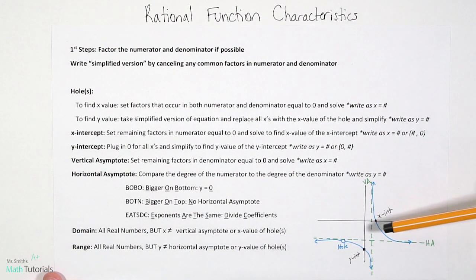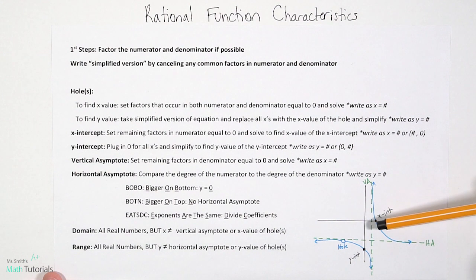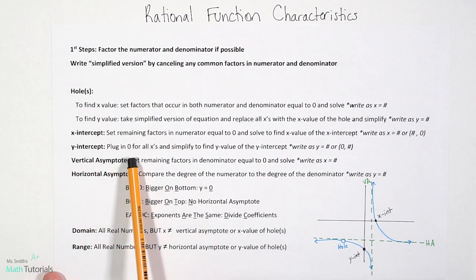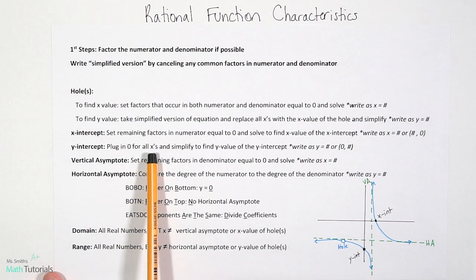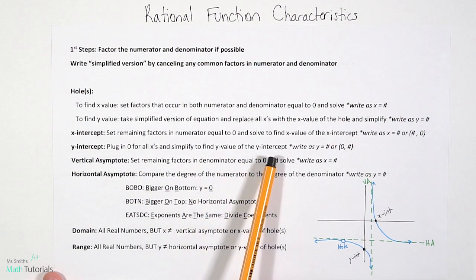And here's the example of the x-intercept. We're basically just looking at where the blue line crosses the x-axis. That would be your x-intercept. To find your y-intercept, you want to plug in 0 for all the x's and simplify to find the y value of the y-intercept.